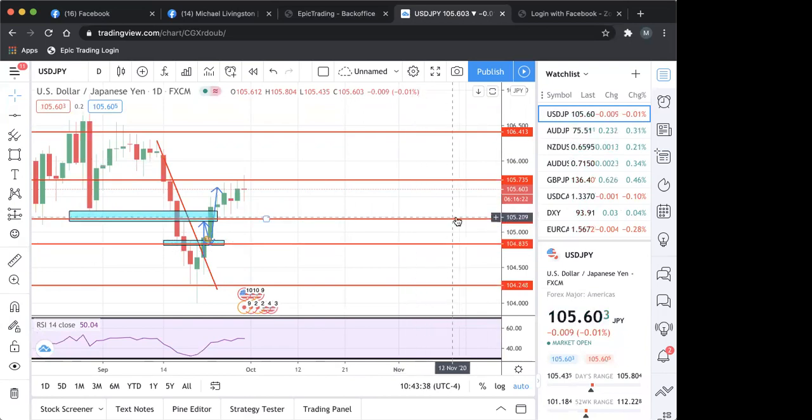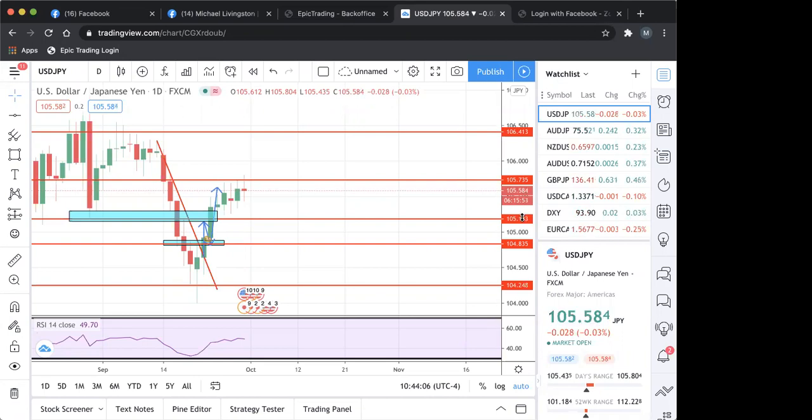Let's say you get in right here at 105.83, and we want to calculate the pips to 105.735. Again, we don't look at this last number. We just look at these two numbers. So 73 minus 18, that's 55 pips.